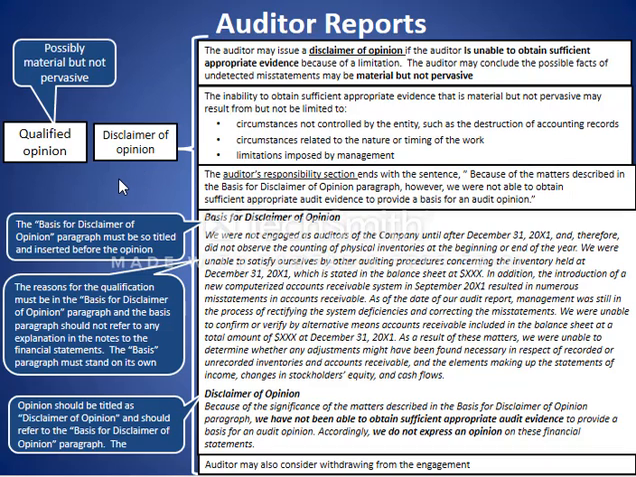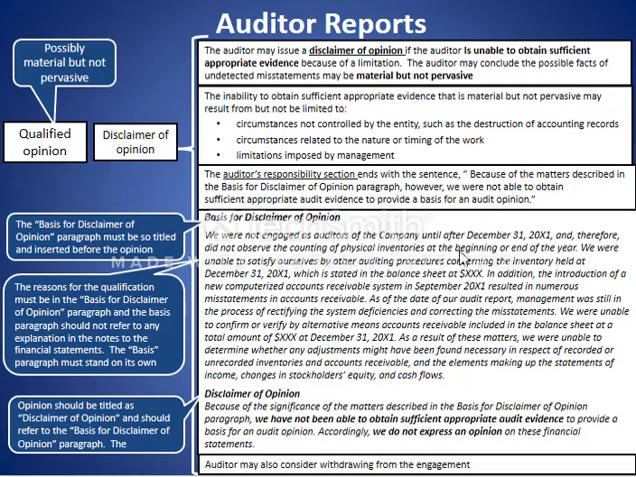Now again, we have to take a look at the auditor's responsibility section of an audit report. Here, the auditor's responsibility section ends with the sentence, because of the matters described in the basis for disclaimer of opinion paragraph, and that'll be the paragraph that appears right before the opinion, we are not able to obtain sufficient appropriate audit evidence to provide a basis for an audit opinion.